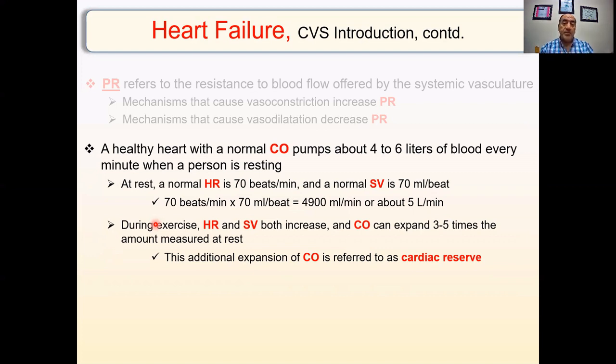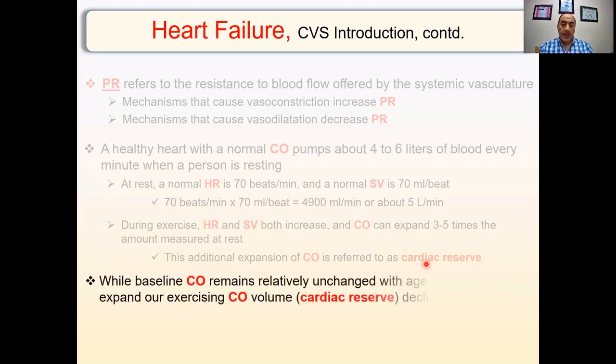Okay, why is the heart not using that? Because it is not needed at the time of rest, but used only during exercise. That's why it's called cardiac reserve. So it's just a reserve. I use it when I need it. Regarding the changes of cardiac output with age, the baseline cardiac output remains relatively unchanged with age. However, the ability to expand the exercising cardiac output volume, which is called the cardiac reserve, declines with age.